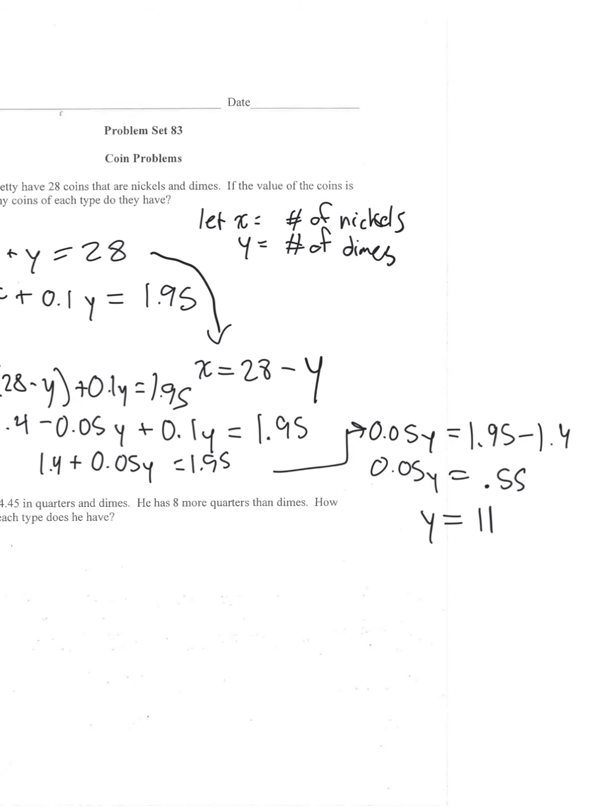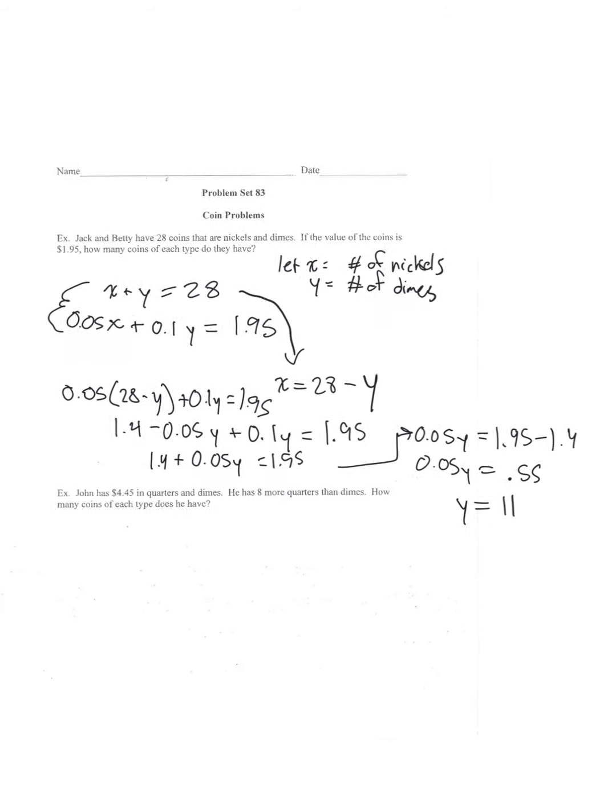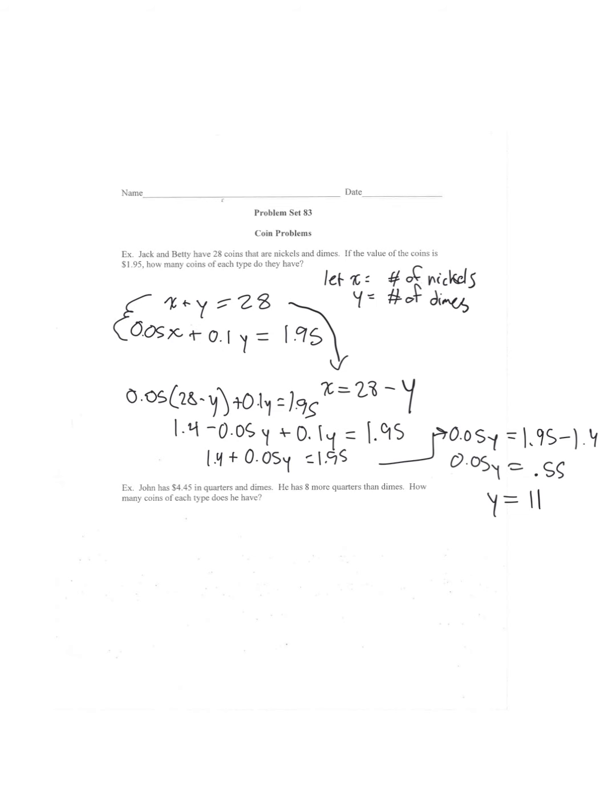Okay, so I've got y is equal to 11. And so if I know that y is 11, then that's enough for me to substitute into the other one. I think I'm going to go for that top one now. So I know that x plus 11 equals 28. So that means that x has to be 17. So in the end, when I answer this question, we are going to have 17 nickels and we are going to have 11 dimes.